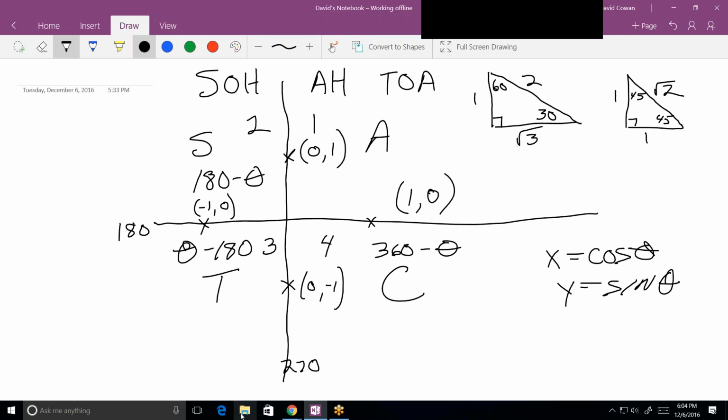So tell me again what the sine of 270 is? No, sine of 270. It's this point right here, right? First coordinate is the cosine, the second coordinate is the sine. So -1.